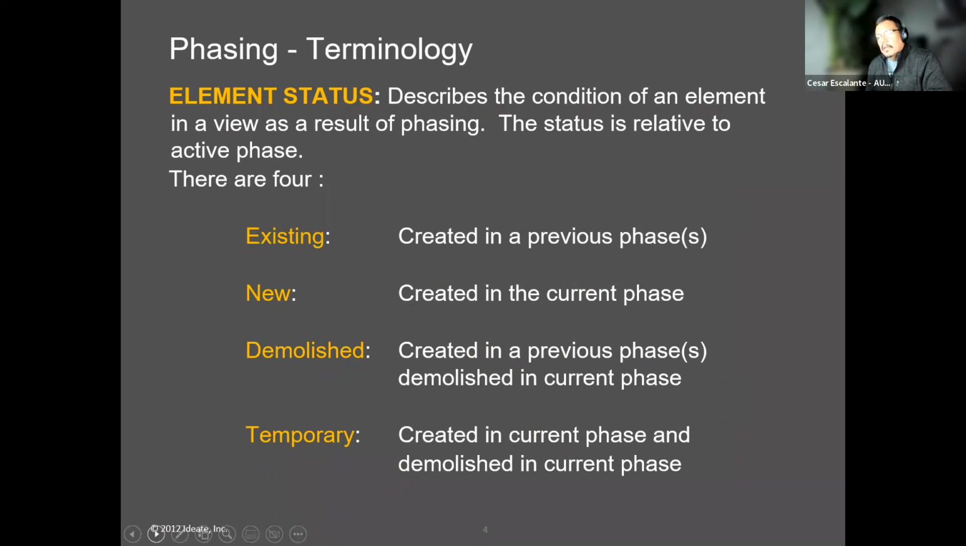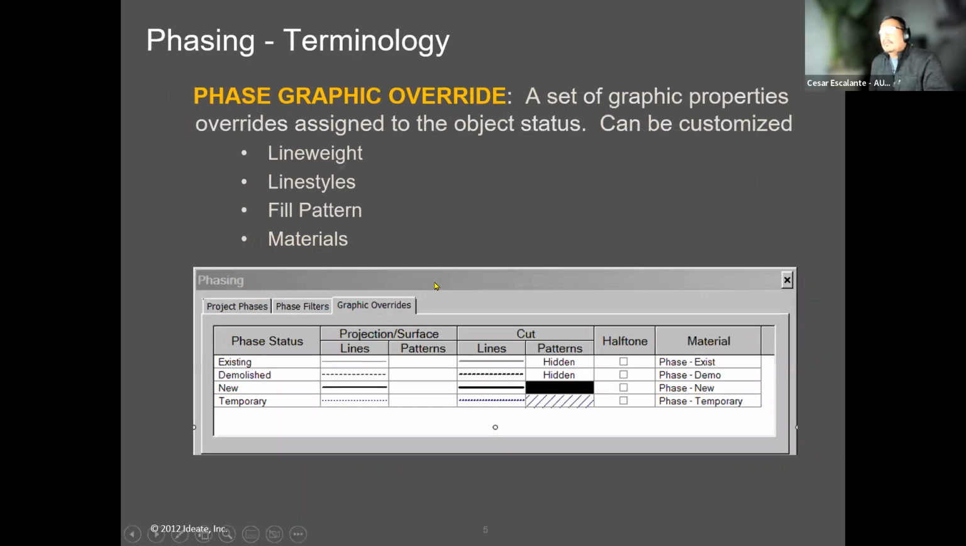Well, here's where it gets a little hairy, but it's not, trust me. According to the status of an object, which is these 4 statuses, then you can apply phase graphic overrides. A phase graphic override assigns a projection and a cut pattern override to elements according to the status. So existing objects to remain will appear as a gray line, and a thick gray line when it's cut by the cut plane.